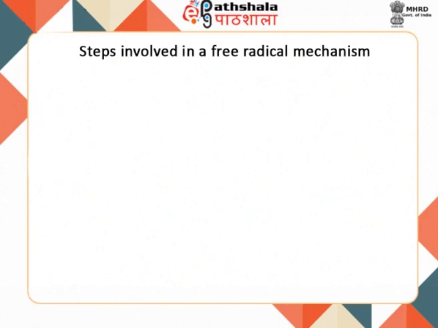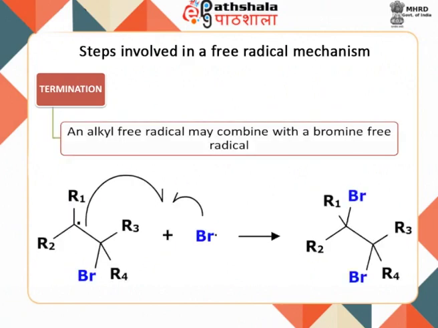The last step is termination, where free radicals combine to form neutral molecules which may be product, byproduct, or even the unreacted starting materials. The termination of the reaction can occur in three ways. An alkyl free radical combines with a bromine free radical to form the dibromo byproduct through the termination step.